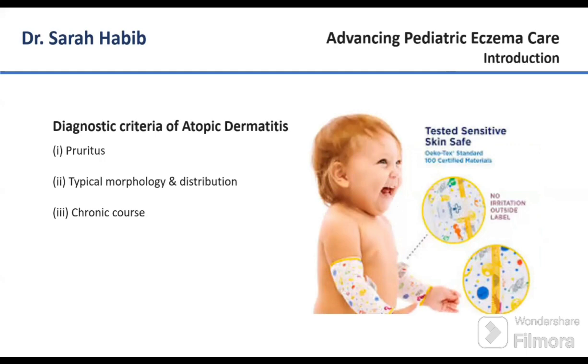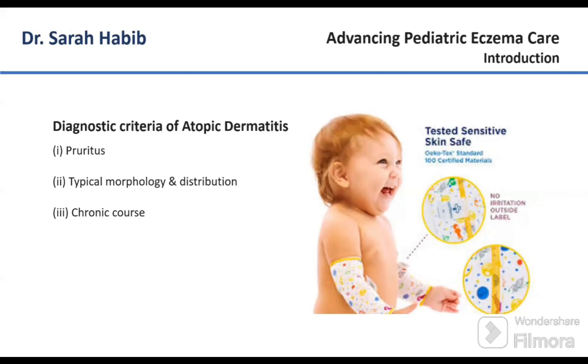There are different diagnostic criteria of atopic dermatitis. I'm sharing here a very, very basic diagnostic criteria. Mainly these three things: the pruritus, typical morphology and distribution, and chronic or chronically relapsing course. These are the main three factors that should be present to diagnose a case of atopic dermatitis.